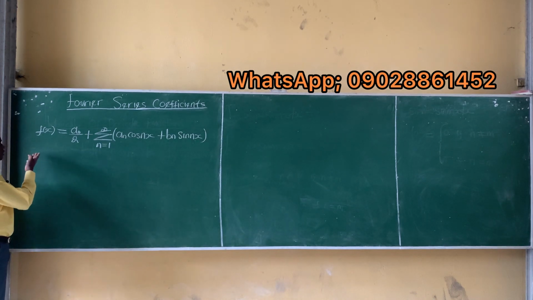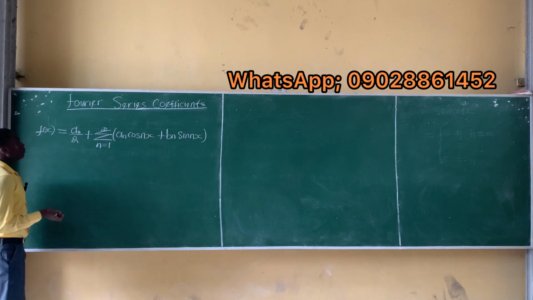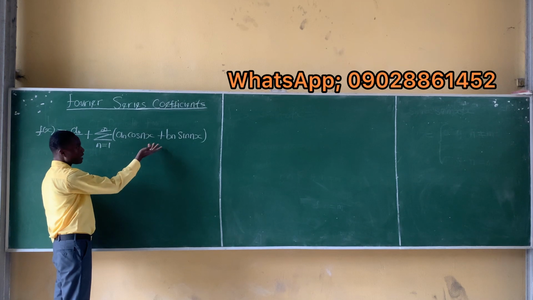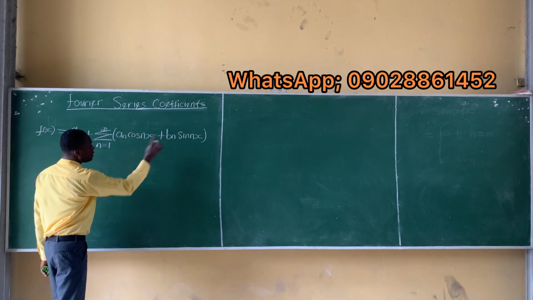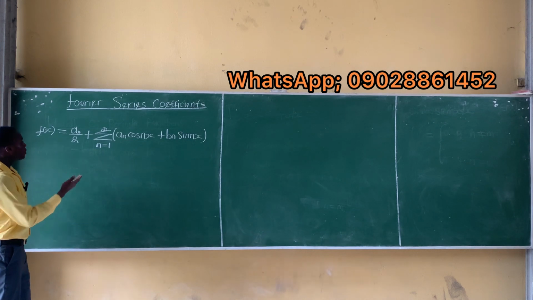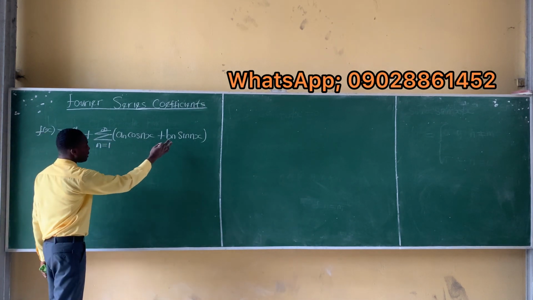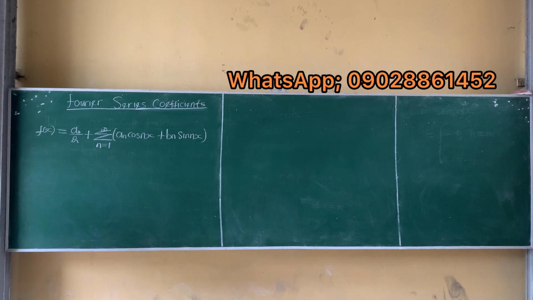So it means that if we have any given function f of x, and we are asked to expand that function, we can simply put in the value of x and evaluate, but there are three things we don't know: a naught, a n, and b n. So we want to find the values of these coefficients or constants: a naught, a sub n, and b sub n.